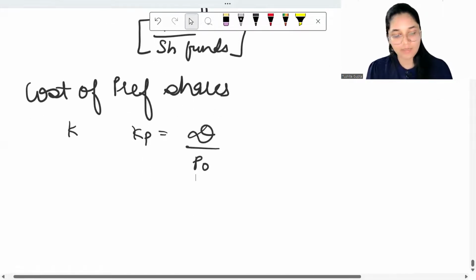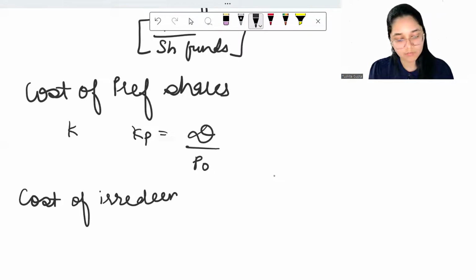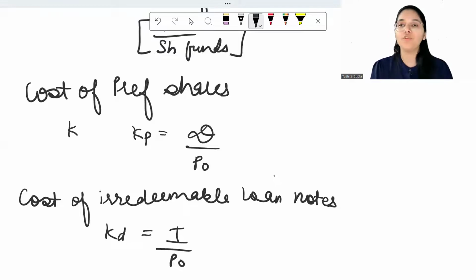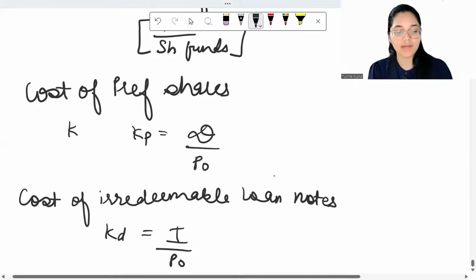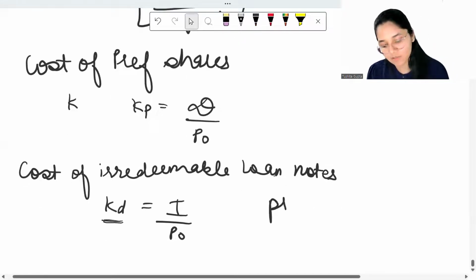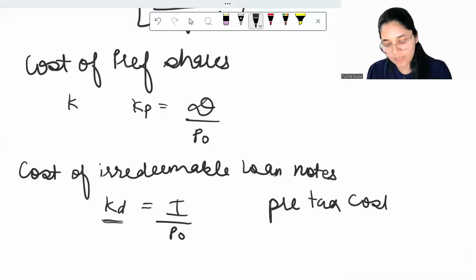Now the next thing that we need to learn is going to be the cost of irredeemable loan notes. How do you work that out? So that is going to be equal to KD is equals to I divided by P0. So over here, I is your interest and P0 is nothing but the price. Now please note that the KD over here stands for the pre-tax cost of debt. This is nothing but the pre-tax cost of debt.